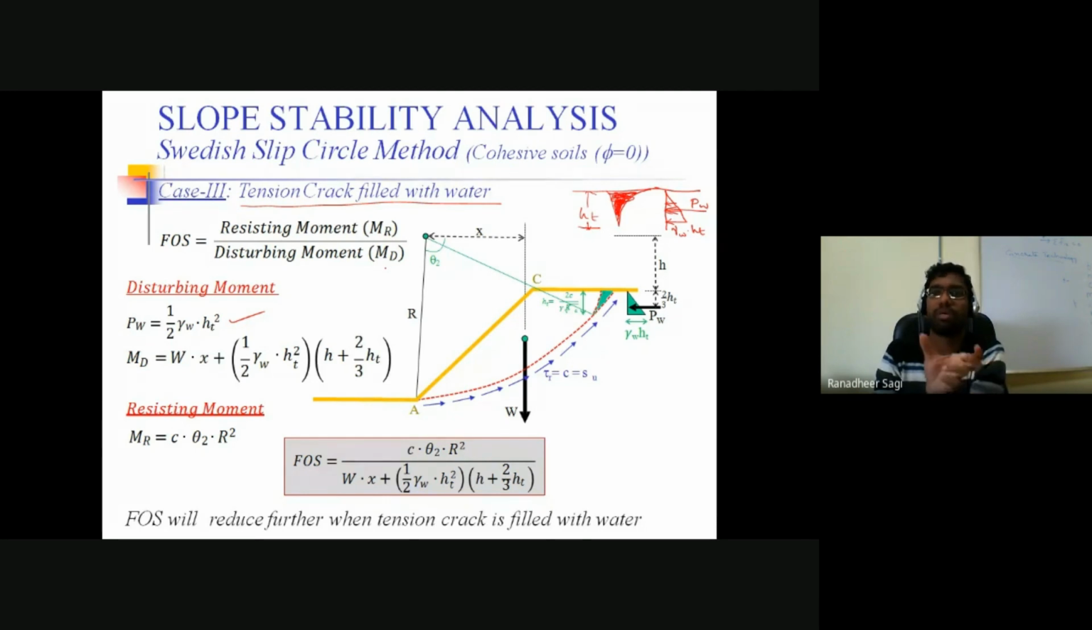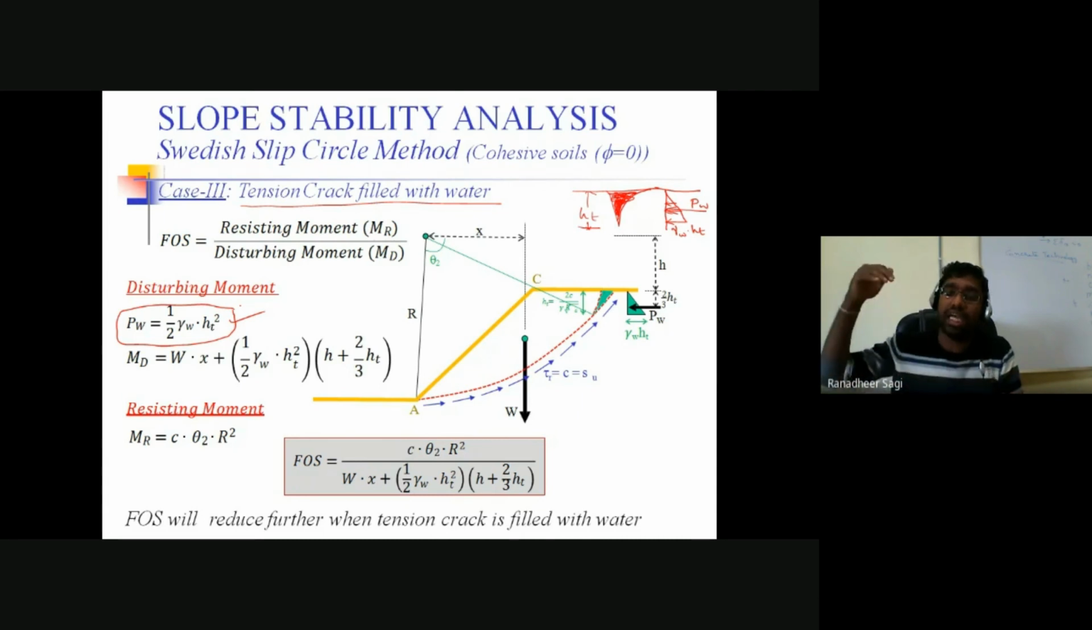So it is gamma W into HT. So we are getting the resultant force because of that water which got accumulated in that crack region, which is additionally causing a driving moment in the soil, additionally driving the soil in the downward direction to initiate the failure. Okay, so this is the resultant force exerted due to the water which got collected in that crack.